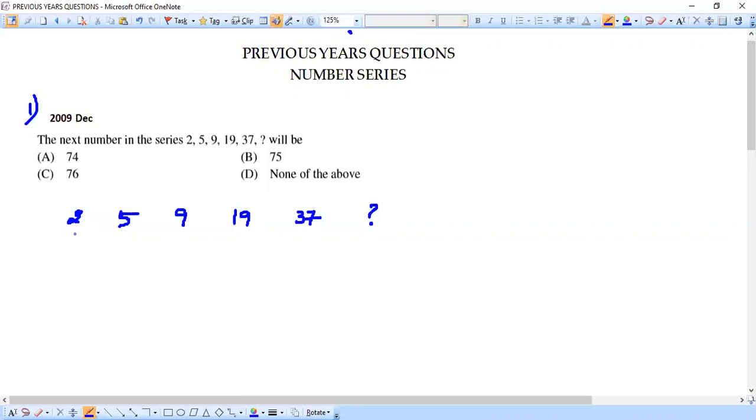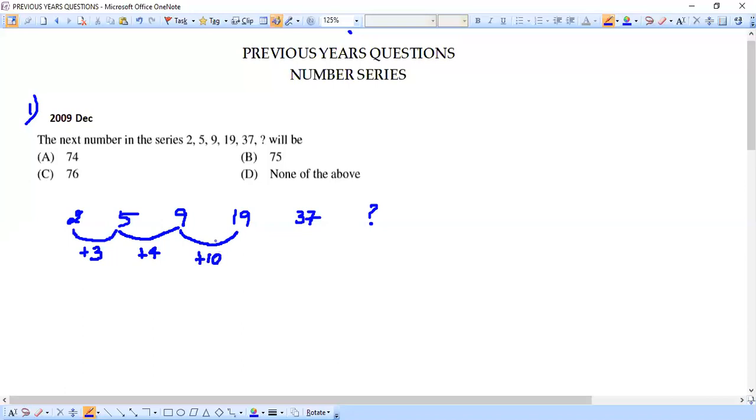We start with our first term, which is 2. First we try with addition. From 2 to 5, what number is to be added? 2 plus 3 is 5. Let's continue. From 5 to 9, I have to do plus 4, because 5 plus 4 gives us 9. Then 9 plus 10 gives us 19.